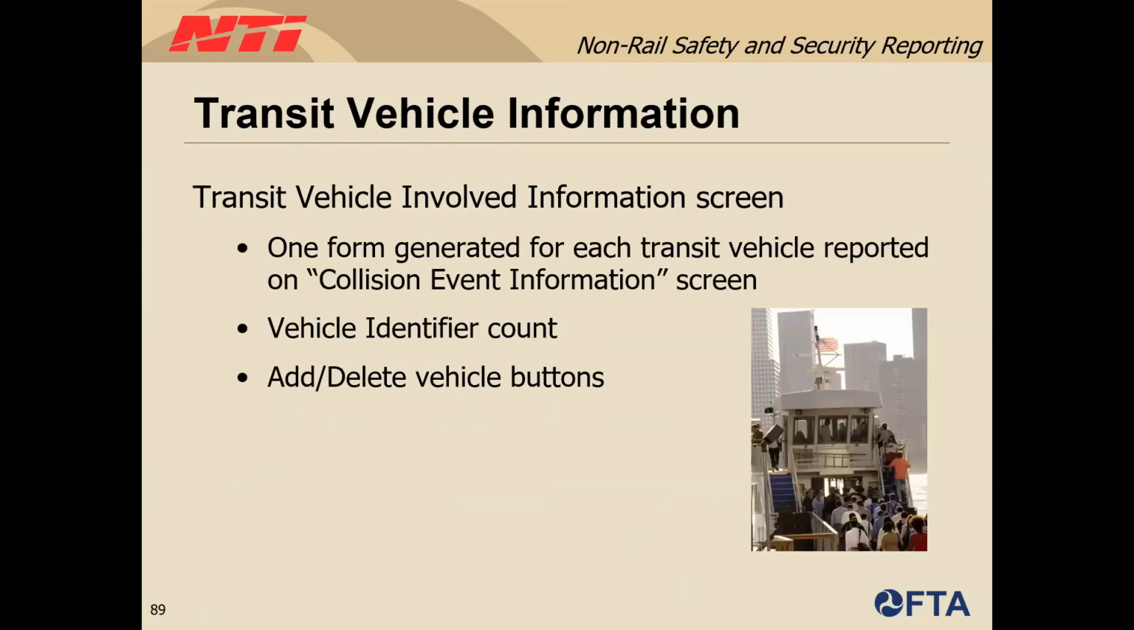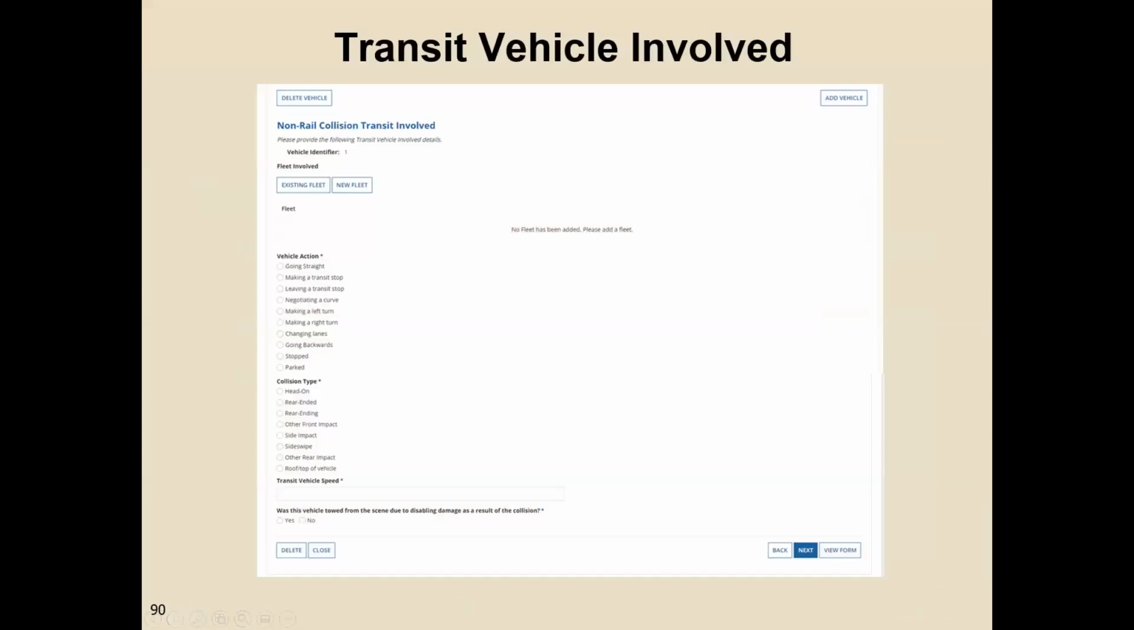At this point, we have completed the collision event information screen. The next screen to be presented collects information about transit vehicle involved. One screen will appear for each transit vehicle involved. The form includes an identifier count and buttons for increasing or decreasing the number of vehicles. Here's the transit vehicle involved screen.